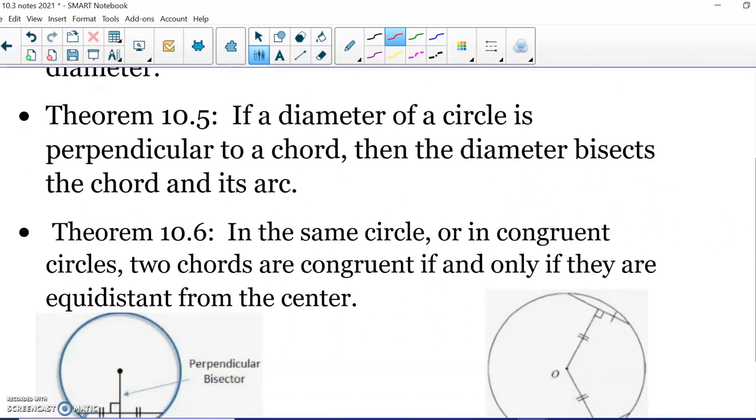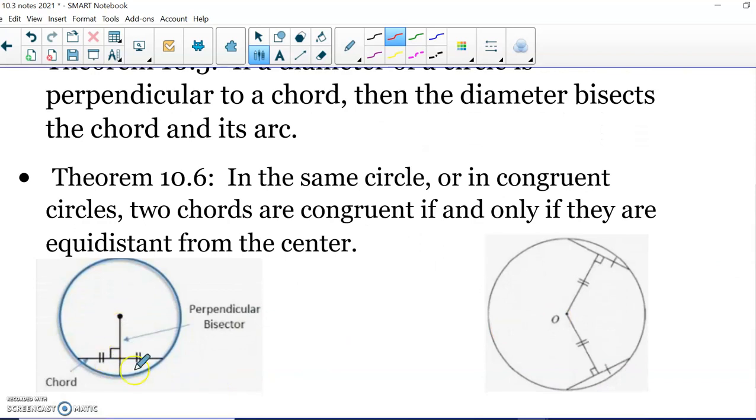Let's look at what that's talking about. We can see we have a radius or a diameter. We can see it's perpendicular to our chord, therefore we can assume it bisects that chord. And if we saw that the chord was bisected, we can assume that the radius or the diameter is perpendicular.